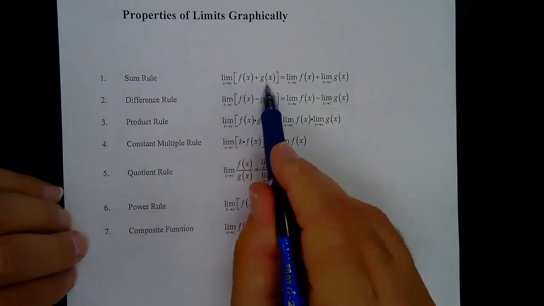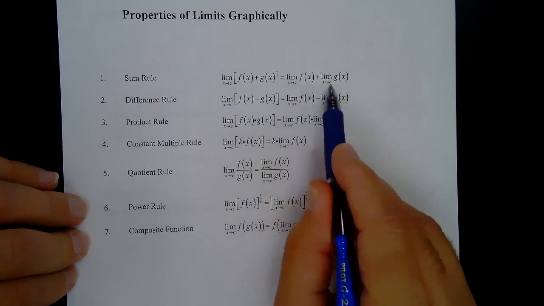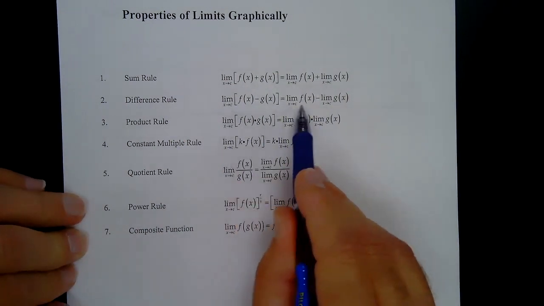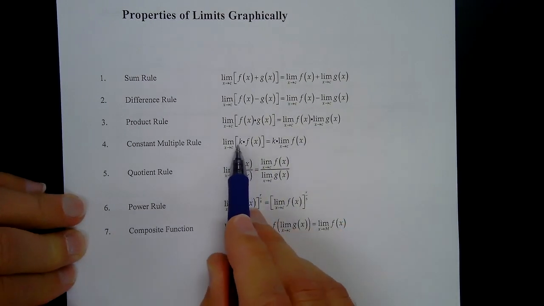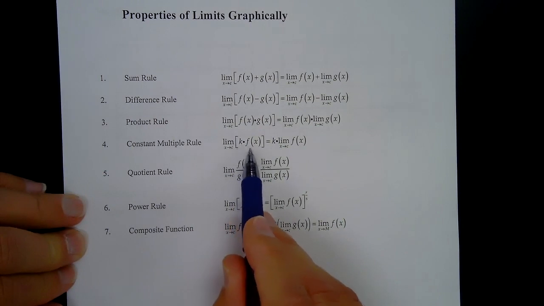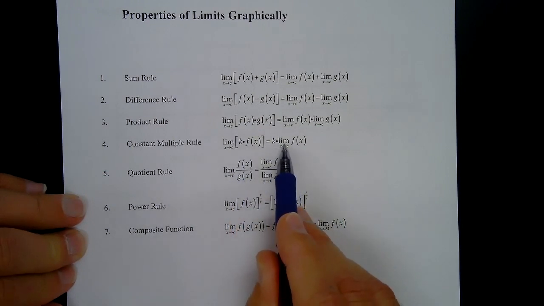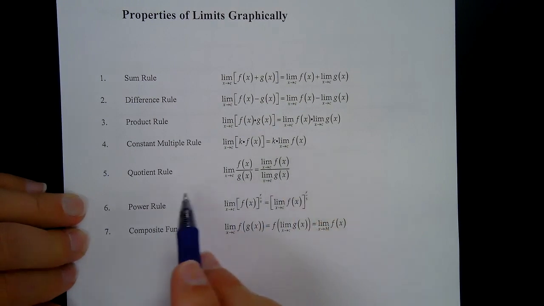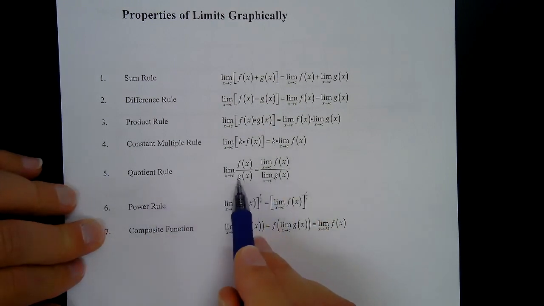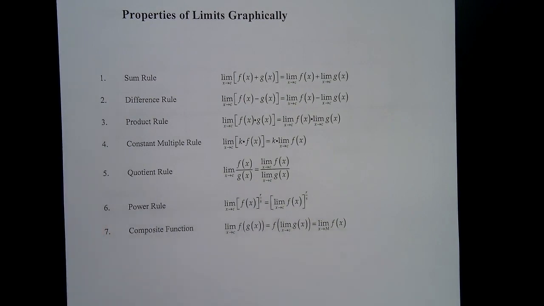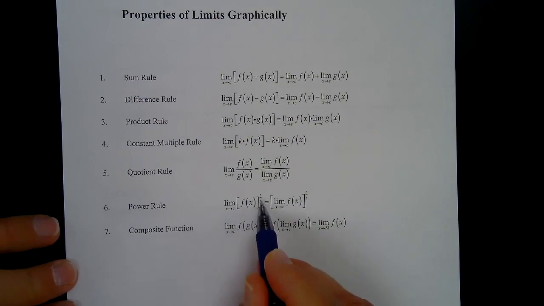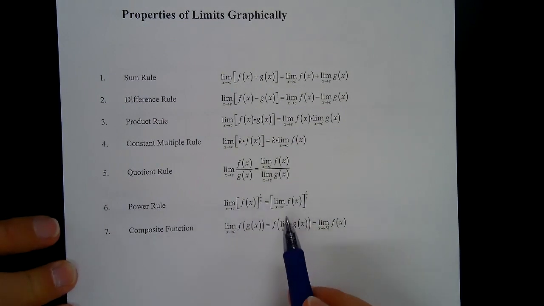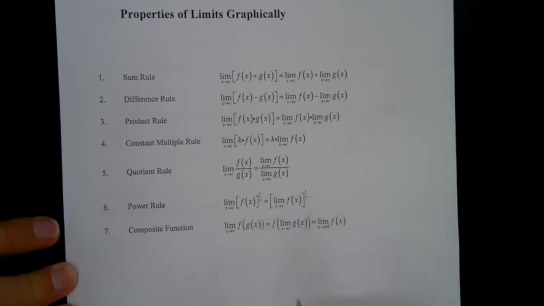If you take the limit of a sum, it's just the limits of the individual functions. Same thing with subtraction. Same thing with multiplication. If you have a function and you're multiplying it by some number value, you can take that number and multiply by the limit of the function, okay? And then the quotient rule is the limit of the numerator over the limit of the denominator. I'm just saying it in general terms, okay? And then if you have the limit of some function raised to a power, you can take the limit of that function and then raise that answer to that same power, okay?